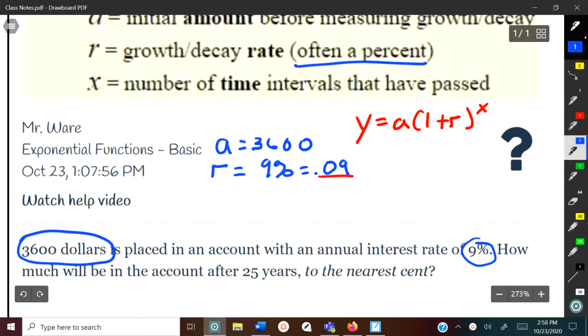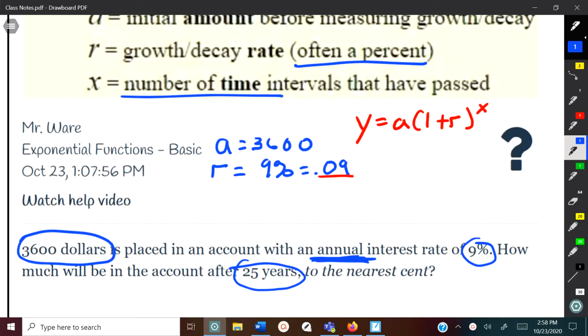Alright, and then finally, the number of time intervals that have passed. So it says in 25 years, and it's done annually. And in a future video, I'm going to really stress this right here. But since it's done annually, it's done 25 times. So the number of times that happens is 25. So X is equal to 25.